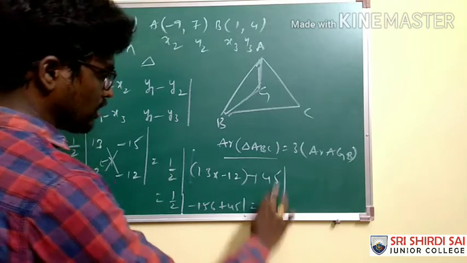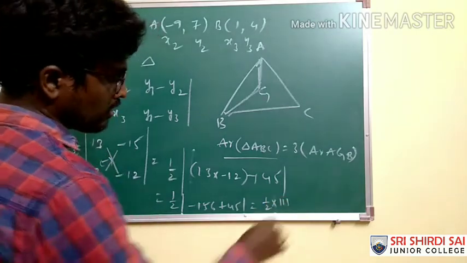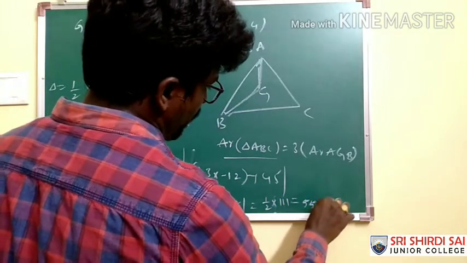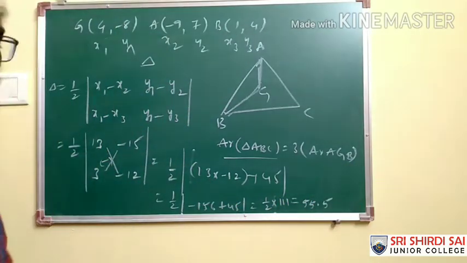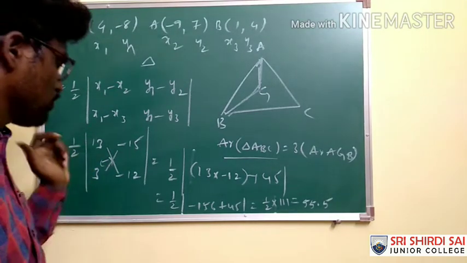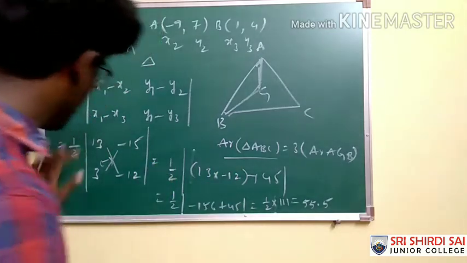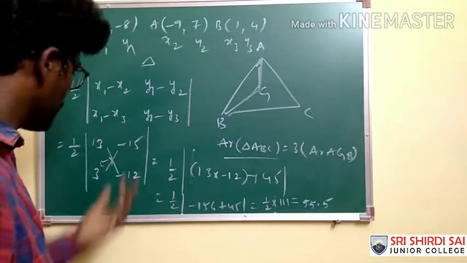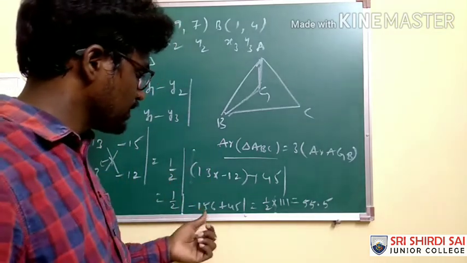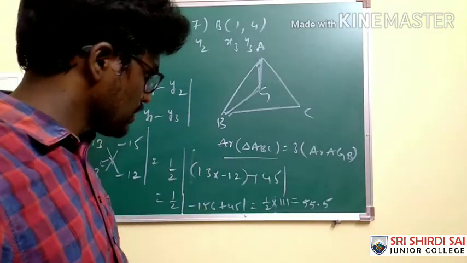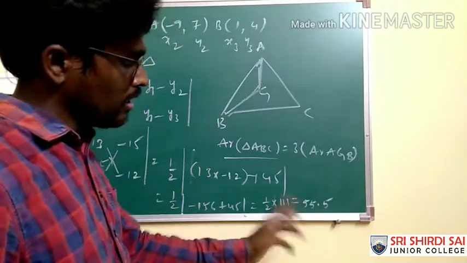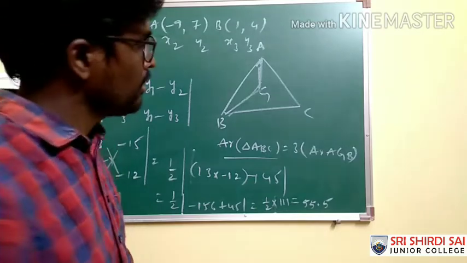Since we are talking about area, we will be taking only plus 111, which gives 55.5. I repeat, here we are getting the coordinates 13, minus 15, 3, minus 12. On simplifying, we get 13 into minus 12, that is minus 156, and minus into minus plus 15 into 3 is 45. Minus 156 plus 45 will give us minus 111, and the modulus we eliminate here, because we are talking about area. Therefore half of 111 is 55.5.